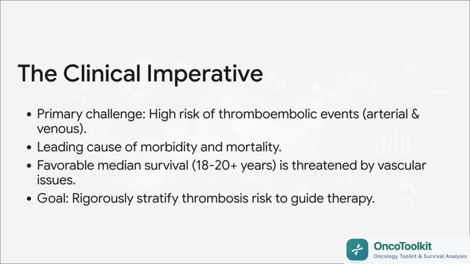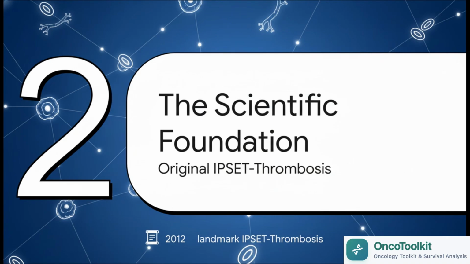So, here's the bottom line for us in the clinic. Our patients with ET can live for decades, which is great news, but that long life is constantly under threat from the number one danger of this disease: a high risk of life-altering blood clots. These vascular events are the leading cause of morbidity and mortality, period. So our most important job is to rigorously and accurately stratify that thrombosis risk to guide our therapy. So how do we actually quantify this risk?